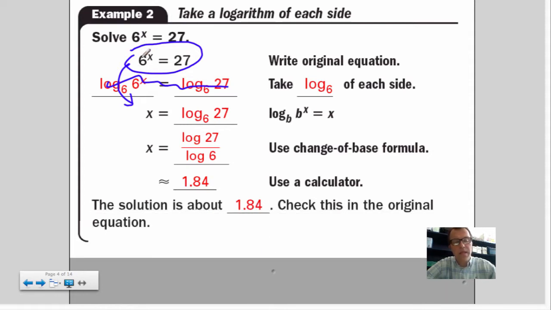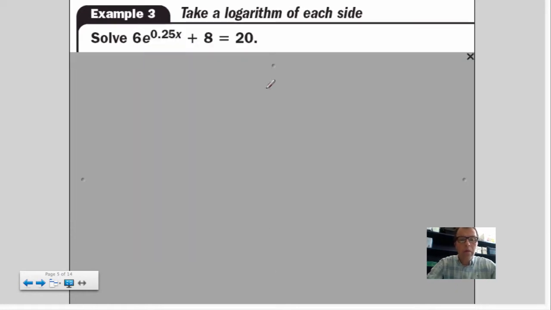We would expect, again, 6 raised to the power 1 is 6, 6 raised to the power 2 is 36. So I'd expect my answer somewhere between 1 and 2. And because 27 is closer to 36, I'd expect this 1.8, higher than 1.5. Great problem, great problem. Here we go, and we're building it up.